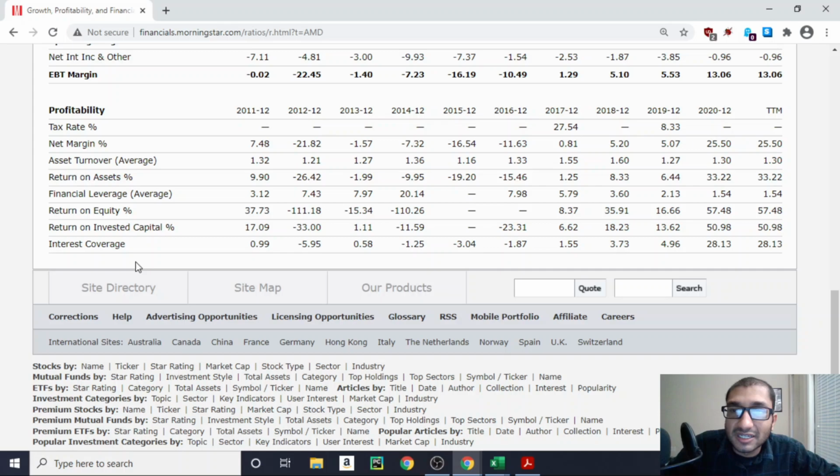Finally, looking at the interest coverage. The interest coverage gives us an idea of how many times the company can pay off its interest obligations using its income in that calendar year. Back in 2011, the company could pay off its interest obligations about 1 time, and for the year 2020, it could pay off its interest obligations about 28 times. Benjamin Graham preferred to only invest in securities that had an interest coverage of 5 times or greater.